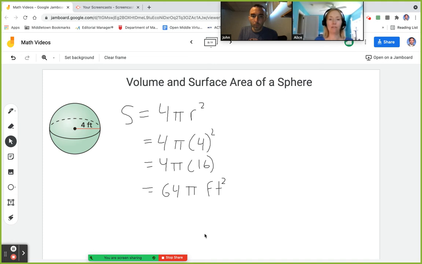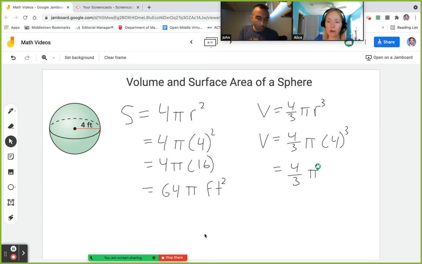Then we also were asked to find the volume. So I'll do that over here. The equation for volume for a sphere is 4/3 pi r to the third power. And again, the radius is 4, so I'm going to put that in there. And 4 to the third power is 64. Then I'm going to say, okay, 64 times 4 is 256 over 3 pi. And that's cubic feet.